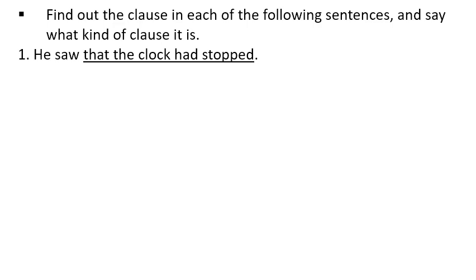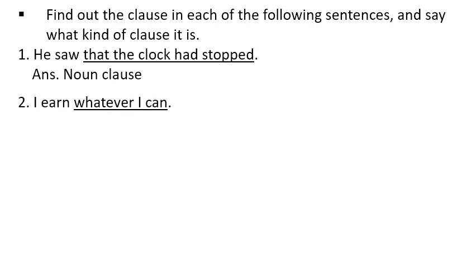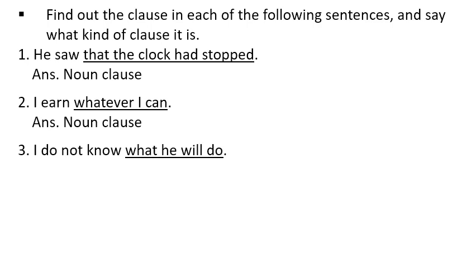But he saw that the clock had stopped. So here we are getting a positive answer. So that is why this is a noun clause. Same with others. Number 2, I earn whatever I can. So here whatever I can is the subordinate clause and this complete clause is a noun clause. Number 3, I don't know what he will do. So here what he will do is the subordinate clause, and here we are getting a positive answer by putting what with the verb don't know. What I don't know, what he will do. So that is why it is a noun clause.